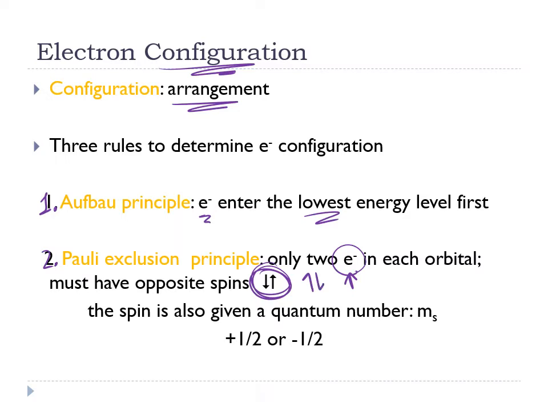And sometimes we get lazy, we don't even draw a whole arrow, we just draw half an arrow, so an up and a down. We can also add another one of those numbers for the spin, plus half or minus half. Don't worry so much about the halves, we're just going to use the arrows.